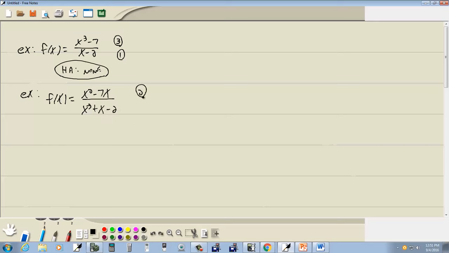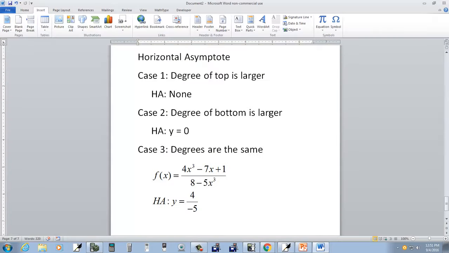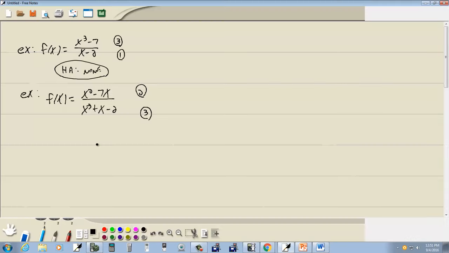Degree of the top is 2. Degree of the bottom is 3. Degree of the bottom is larger. Case 2, degree of the bottom is larger. Your horizontal asymptote is always y is equal to 0. And that would be our answer. And that's the horizontal asymptote.